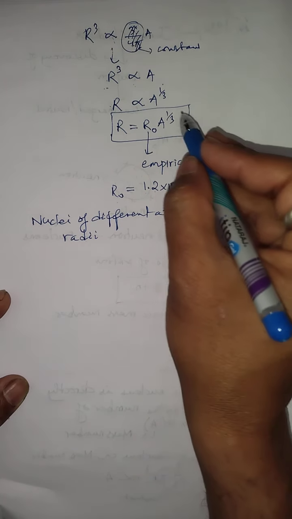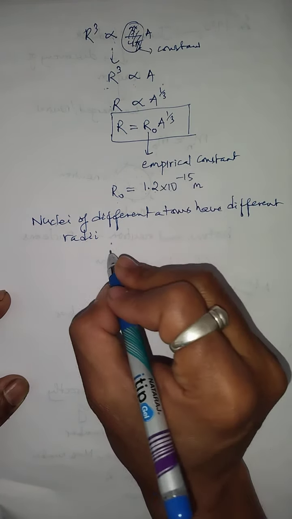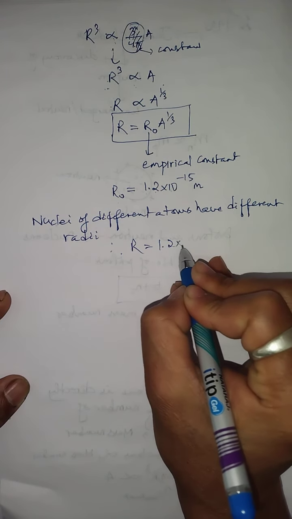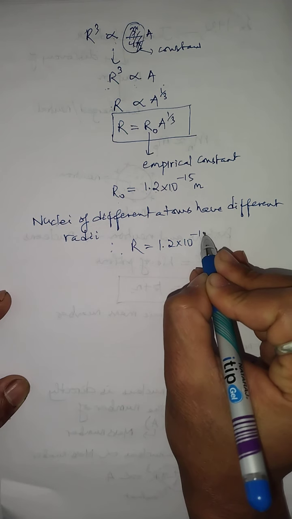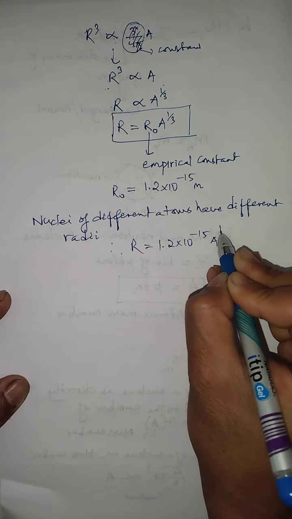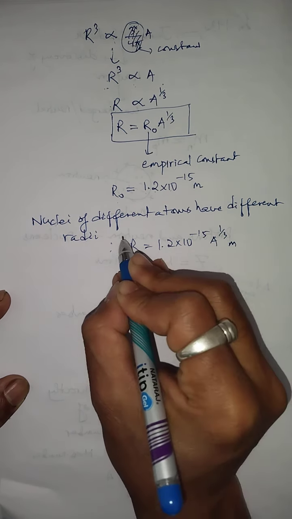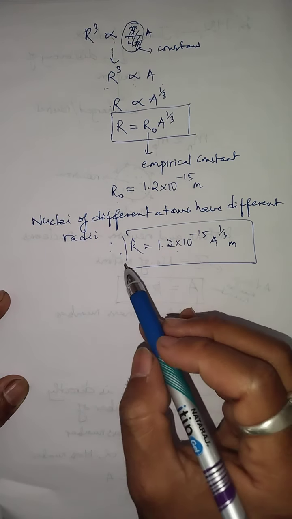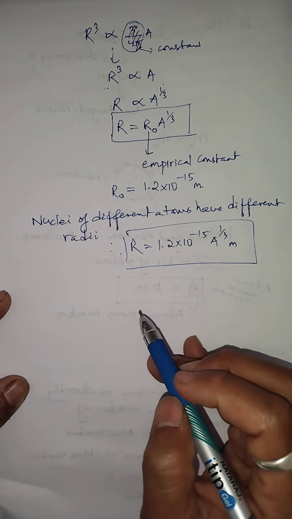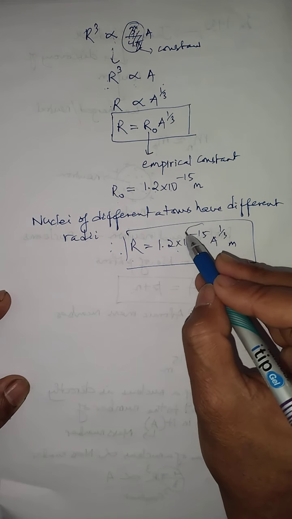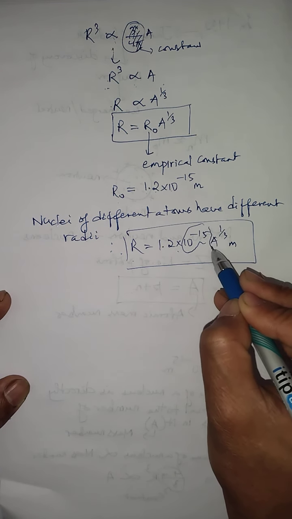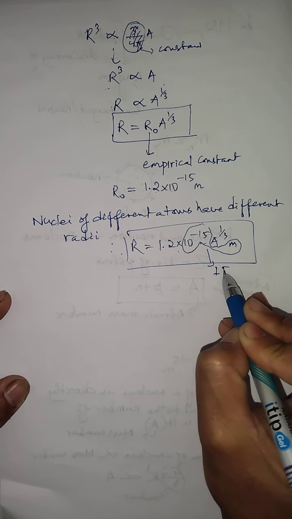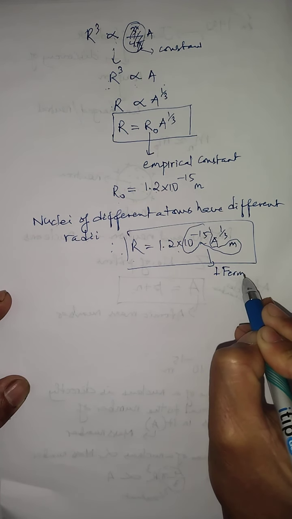The same relation can be written in this way also: R equals, instead of R naught, I write 1.2 times 10 to the minus 15, and A to the power 1 by 3 meter. When we calculate using this value for R naught, we measure the radius in meter. The power 10 to the minus 15 meter is also equal to 1 fermi. This also equals 1 fermi.